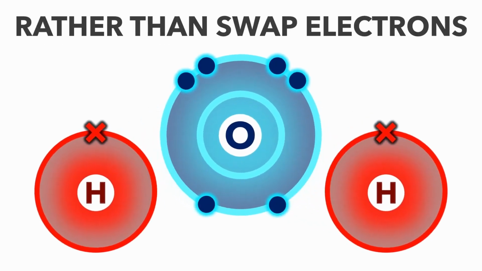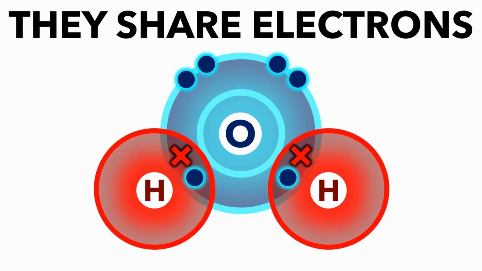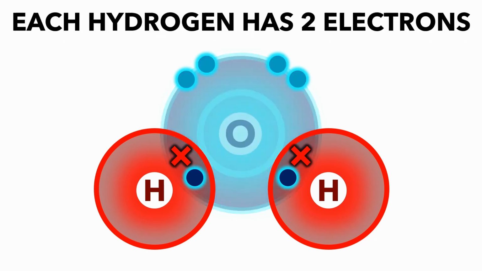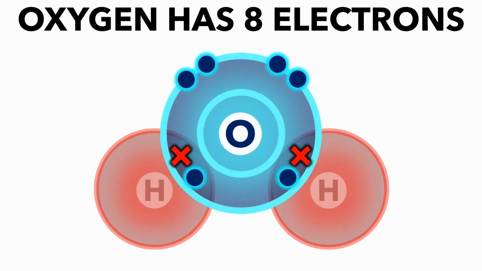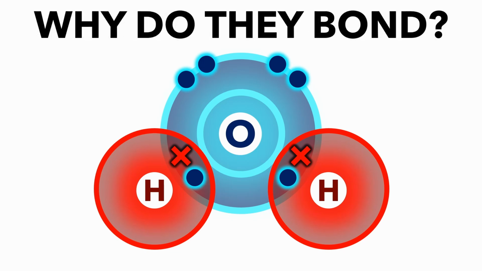But rather than swap electrons like ionic bonding, covalent compounds share electrons. The oxygen atom shares 1 pair of electrons with each hydrogen atom. Each hydrogen now has 2 electrons, and the oxygen has 8. All of them are happy. So where does the bond come from?